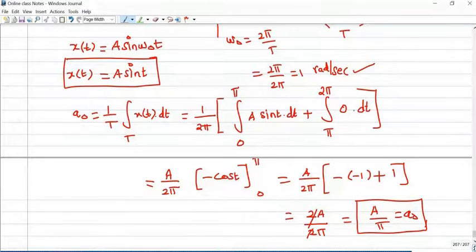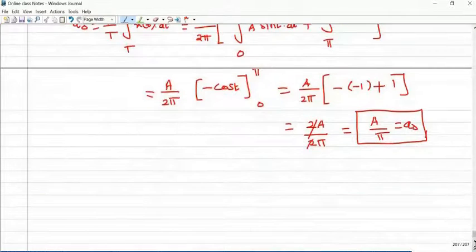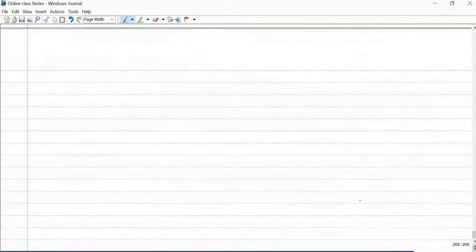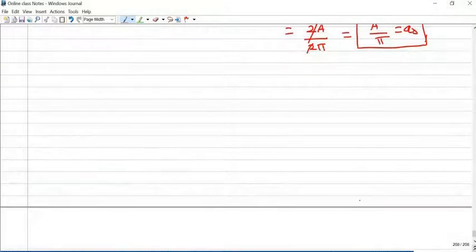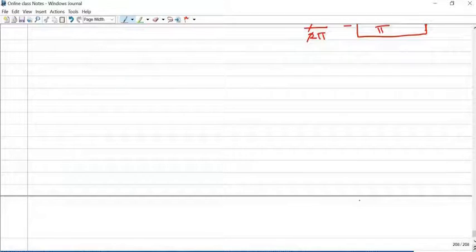So a naught calculation is very simple. A and Bn involve some formulas: cos A, cos B, sin A, sin B. Those formulas are required to solve the A and Bn completely.